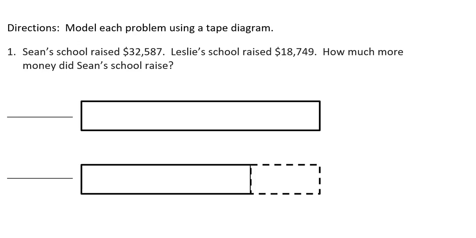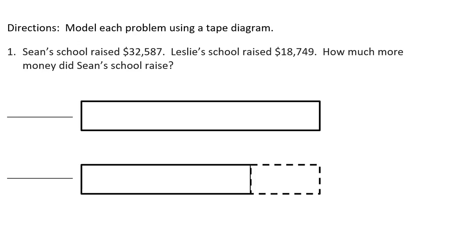The first problem says Sean's school raised $32,587. Leslie's school raised $18,749. How much more money did Sean's school raise?